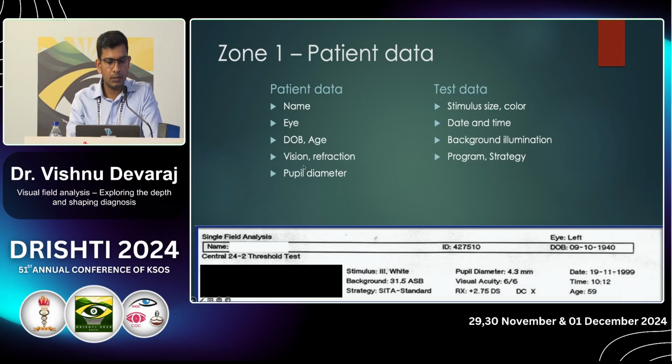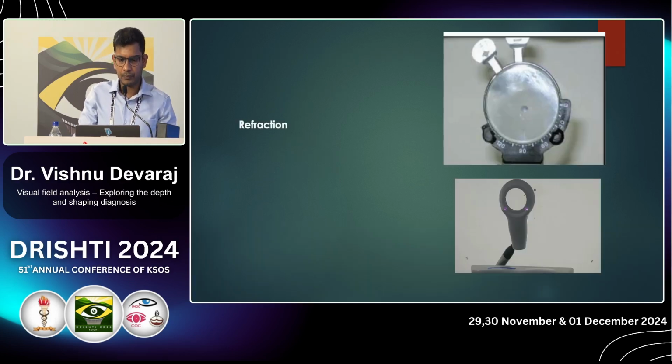Then the pupil diameter should not be less than 3 millimeters, because again there will be a decrease of the sensitivity. The stimulus size normally used is Goldmann size 3 stimulus. Then the background illumination used is 31.5 apostilbs, which is used to saturate the photoreceptors, so that the test is done in a photopic condition. Then we use a full aperture lens as well as the liquid crystal lens.